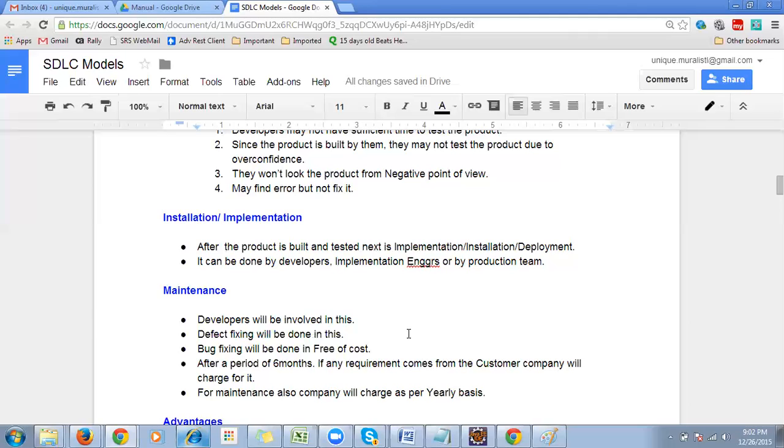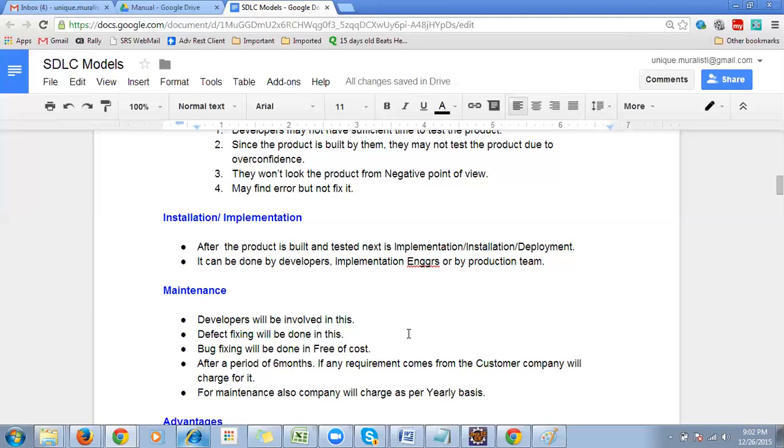They will not need more members. Right now they don't want more people, so they try to utilize very few members when they come to the maintenance stage, because the product is already developed. Now there is no use for development activity, so they always stay at the same product level. So developers will be involved in this.